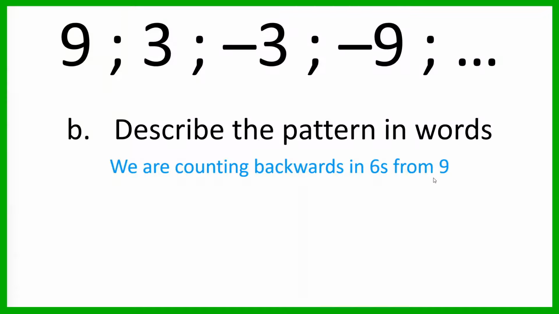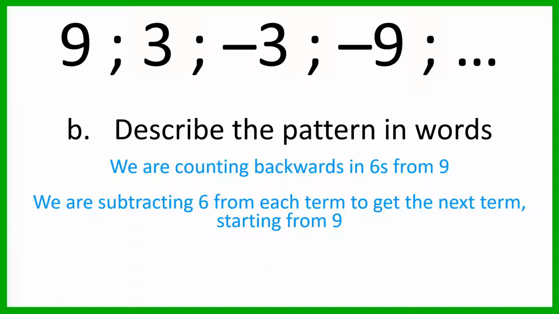So we're counting backwards in 6s. And then we have to say what the starting point is, because otherwise, the assumption would be that we're counting backwards in 6s and it would be going negative 6, negative 12, negative 18, negative 24, and so on. But it's not. In this case, it's going 9, 3, negative 3, negative 9. So we have to say where we are starting. Otherwise, this description doesn't actually tell us about this particular pattern. Okay, so that's one way of describing the pattern in words. So talk about how you're counting.